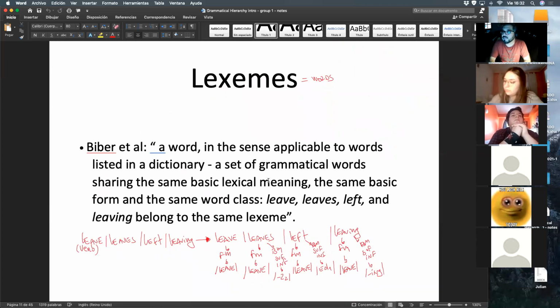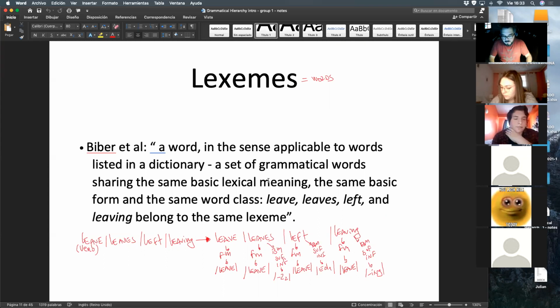Lexemes, this is the second stage in the grammatical hierarchy. This is what people call word, and Weber defines it in the following manner. A lexeme is a word in the sense applicable to a word listed in a dictionary. That is to say, a set of grammatical words sharing the same basic lexical meaning, the same basic form, and the same word class. Therefore, the group of words leave, leaves, left, and leaving belong to the same lexeme.